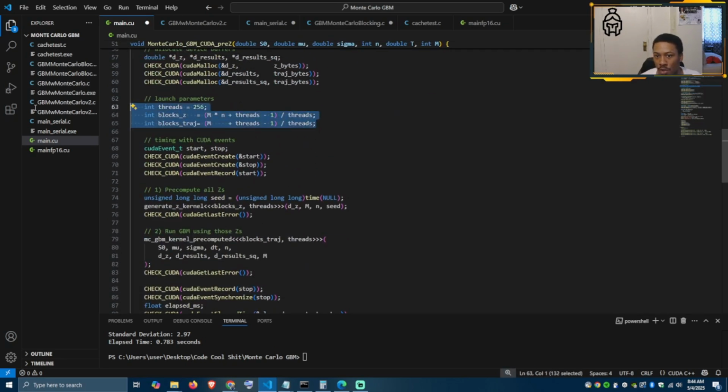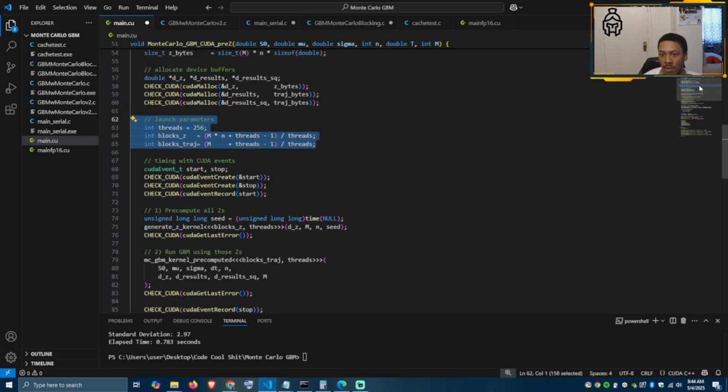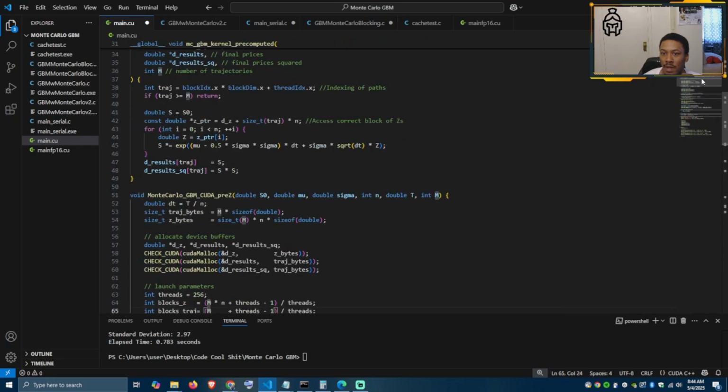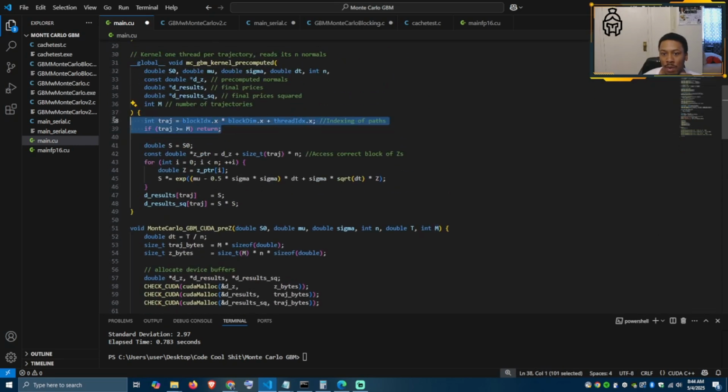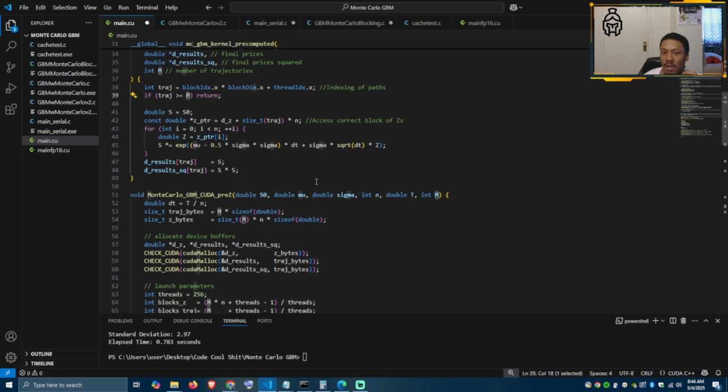So when we're launching our kernels, we're launching with 256 threads. And here's our indexing formula for how we're going to index that. So we're essentially making sure that we're creating either m times n threads or m threads, and making sure that if we have any threads that are greater than that, we immediately return. Otherwise, for every thread that is less than m, which would be 10,000, we're essentially going to compute the trajectory or the path for Brownian motion.